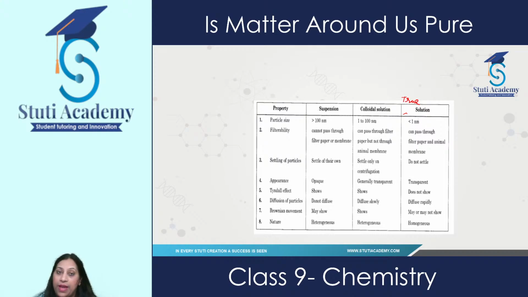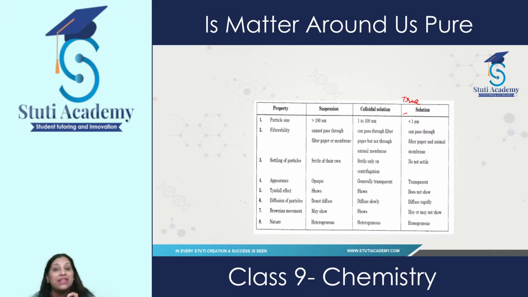And Tyndall effect: true solutions do not show it because the size of particles is very small and they are very close to each other, so they do not allow the light to pass through them. But if you are talking about colloidal and suspension, they show Tyndall effect.